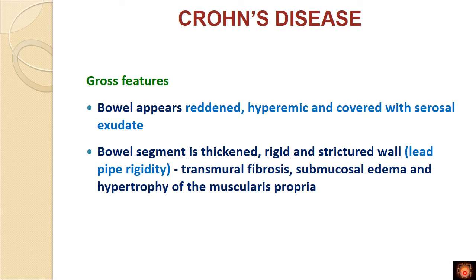Both this fibrosis and the hypertrophy increase the thickness of the bowel wall. So when you see grossly, the bowel wall will be very thick and rigid. The term used to describe it is lead pipe like rigidity, which we see in Crohn's disease.